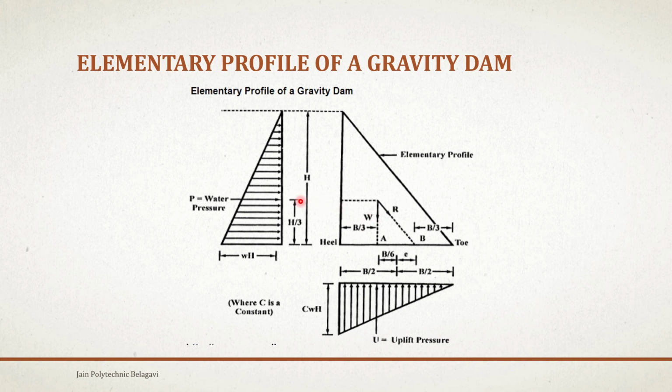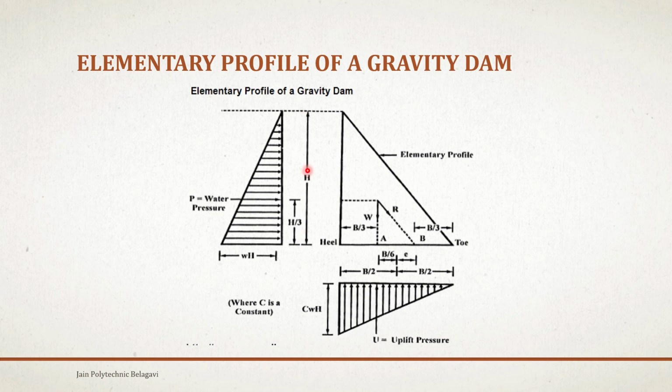Similarly, there will be a horizontal force, which we say is the water pressure. Because of these two, the water pressure and the self weight of the dam, we find a resultant force, that is R. And this W, the self weight of the dam, acts at B by 3 of the distance from the heel. The total base width will be B. About 1/3 of that base width, it will be acting from the heel.